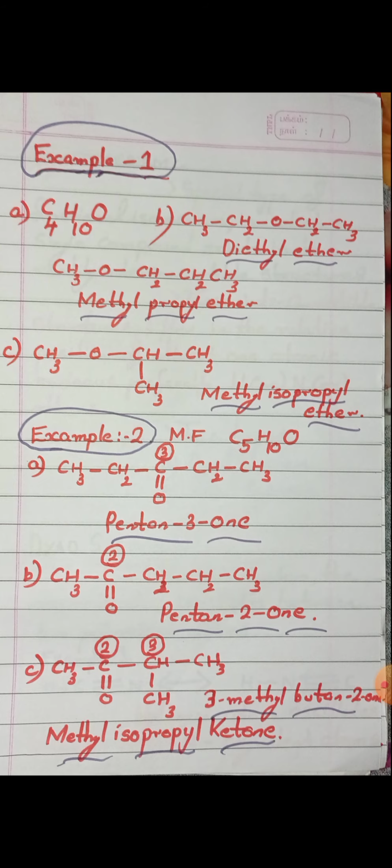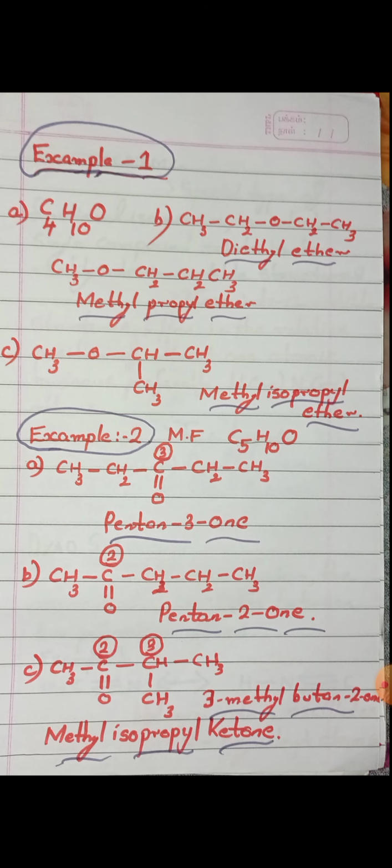The other possibility is we can drop a methyl group from the linear chain, that is CH3, C double bond O, CH3, the chain ending with a methyl group. The name is 3-methyl-2-butanone, that is but-2-one. How come 2? Least number is to be given to the functional group.